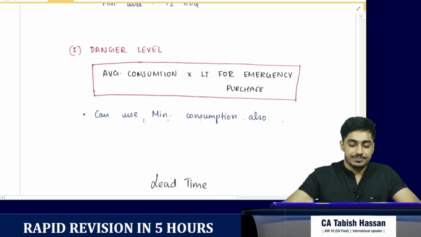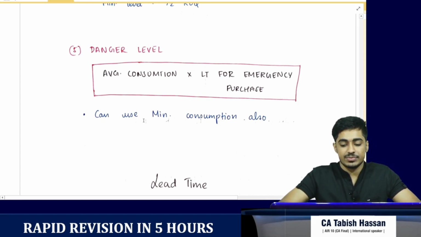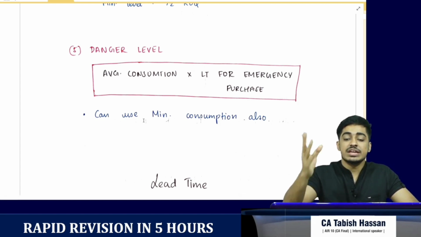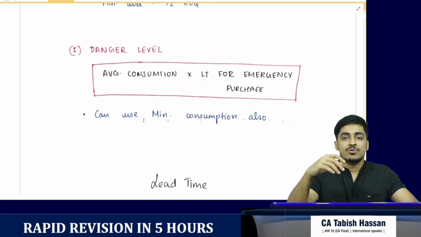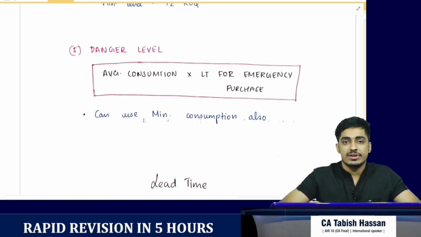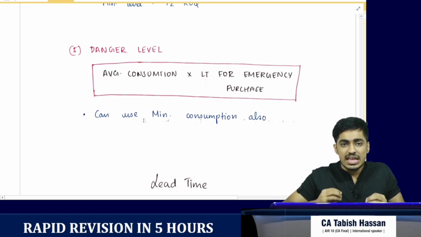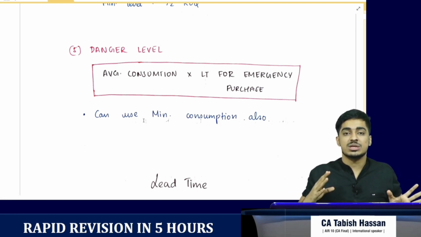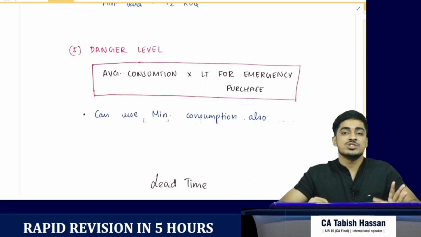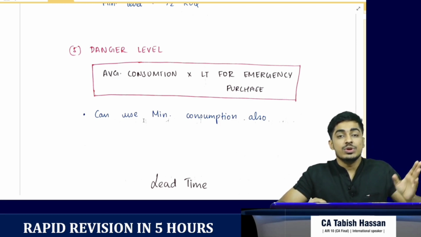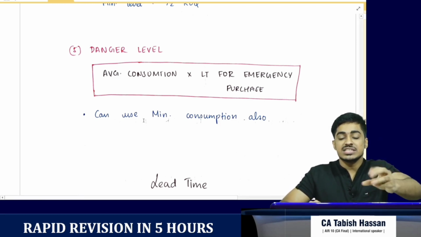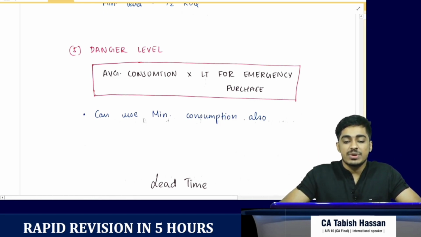Next, danger level. What is danger level? Okay, it is average consumption into lead time for emergency purchase. We went well below our minimum level. Okay, now there is a very serious risk of stock out. So now we have to place an emergency order. I don't care about how much cost I'm paying, but as soon as possible I have to get the goods. Okay, so we don't take the normal lead time. We are placing an urgent order. So we have a lead time for emergency purchase.